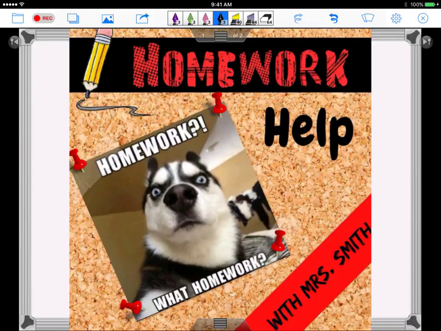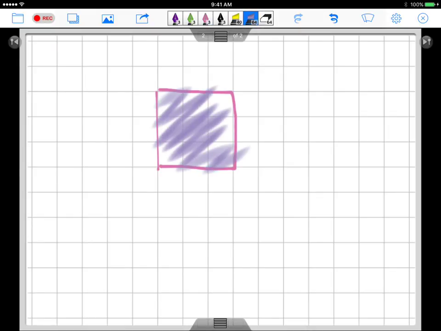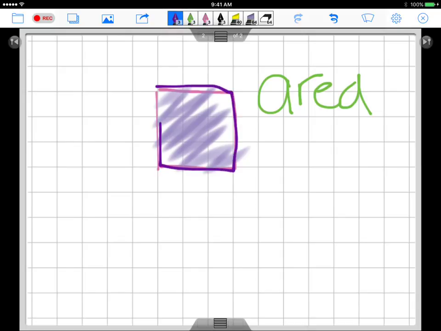Alright guys, so I'm going to talk to you about area today, and area is basically the space inside a shape. So no matter what the shape is, we're talking about the area inside. Okay, that's called area. Makes sense, that's the area inside. This portion, that is called perimeter. So in this lesson, we're just talking about area.